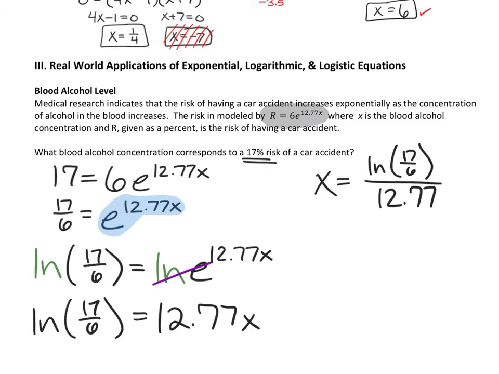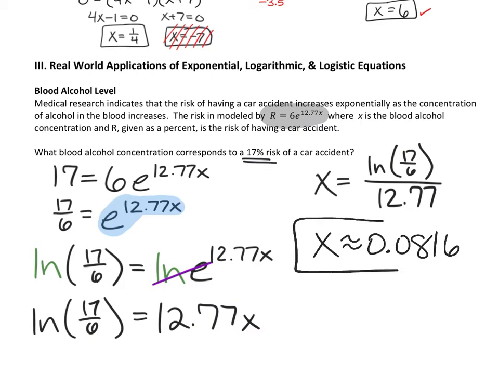At this point, I turn to my calculator. I have done no sort of actual computing yet because all of these numbers I'd have to round. Will you all throw that into your calculator, please? Okay, what'd you get for x? 0.08. So this is the BAC of having a 17% risk of being in a car accident. So yes, that is the legal limit in Texas, 0.08.